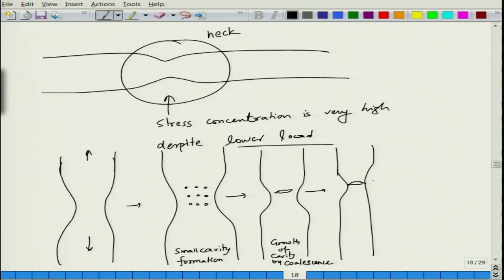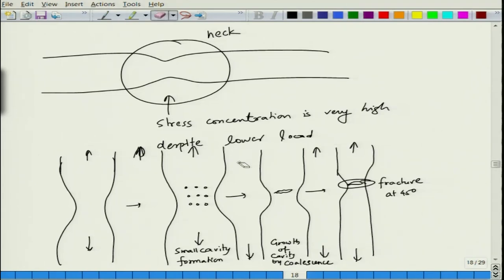So, basically you have fracture here, which is at about 45 degrees to the tensile direction. So, fracture at 45 degrees to the tensile axis, if this is the tensile axis, sorry, this. And this is what happens at the necking. So, this is a microscopic picture of what happens at the necking.